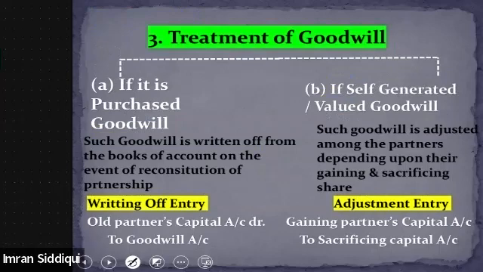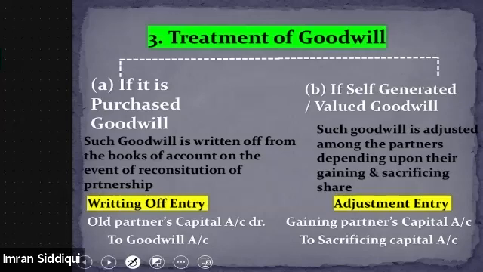As far as the treatment of goodwill is concerned, it depends upon whether the goodwill is purchased goodwill or self-generated goodwill. There are two types of goodwill, Prerna: purchased goodwill and self-generated goodwill. The question arises: how do we determine which goodwill is purchased and which is self-valued?